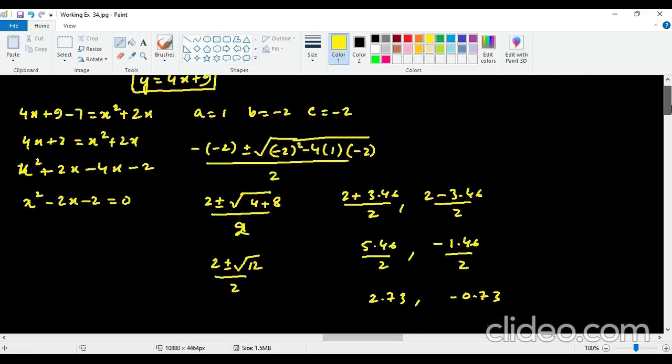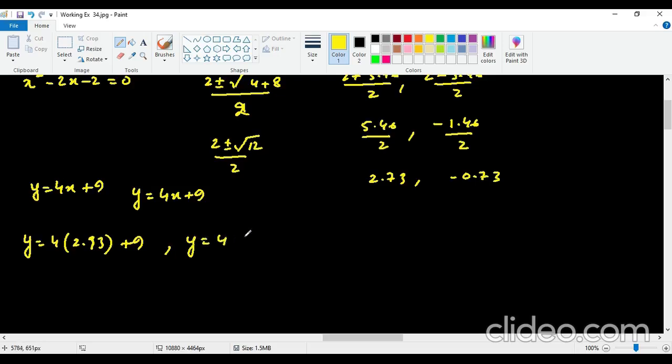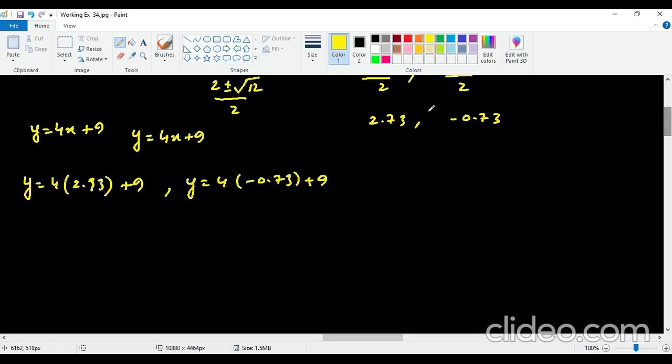Y equals 4x plus 9. I will write it two different times. First, I will put y equals 4 times 2.73 plus 9, and second value is going to be y equals 4 times negative 0.73 plus 9. So these are going to give us y values.